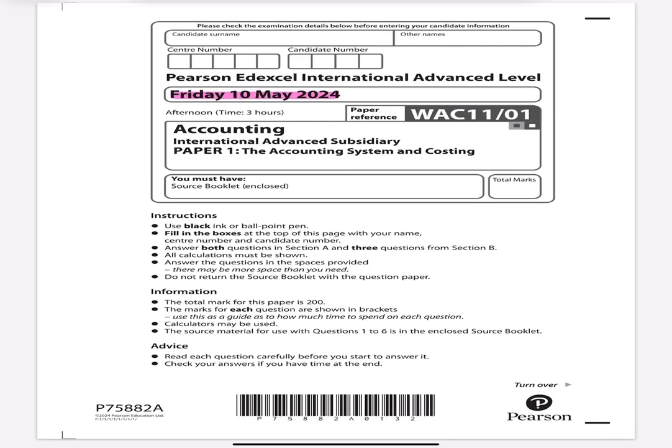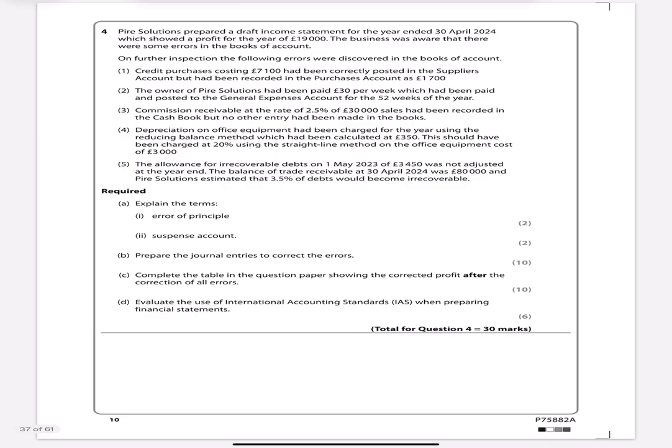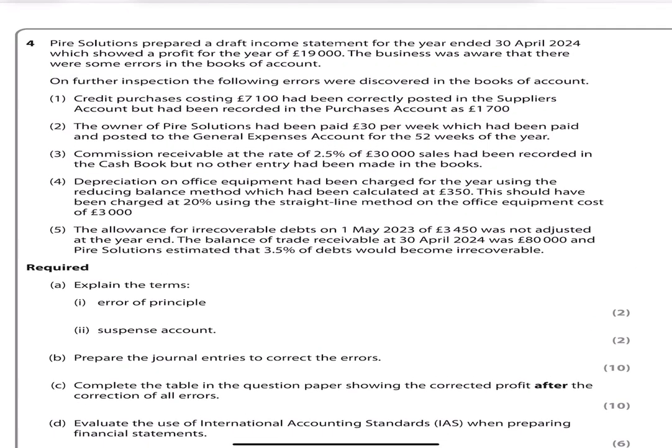May 2024. Here Solution prepared a draft income statement for the year ended 30th April 2024, which showed a profit for the year of £19,000. The business was aware that there were some errors in the books of account. On further inspection, the following errors were discovered in the books of accounts. As you can see here, you have 5 types of errors.